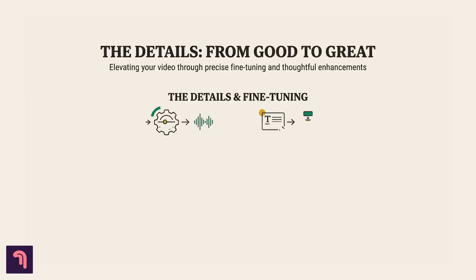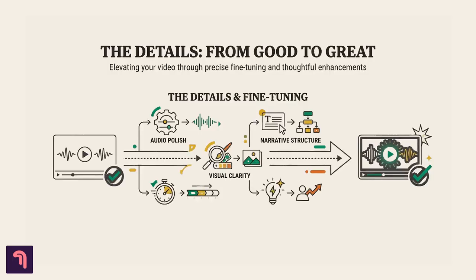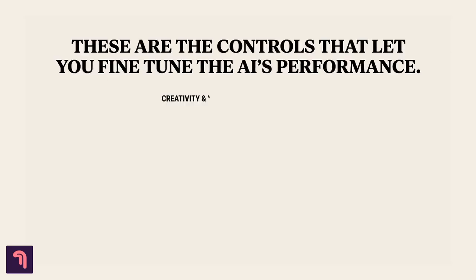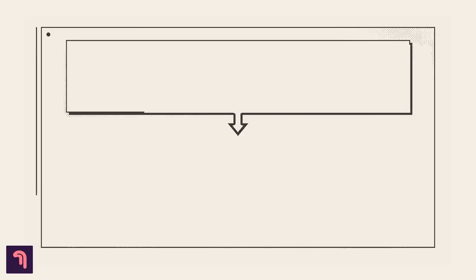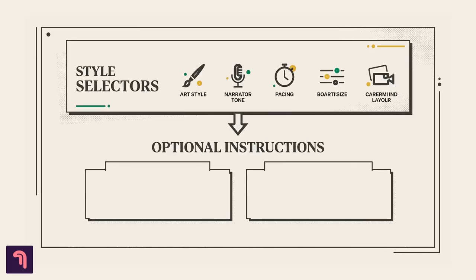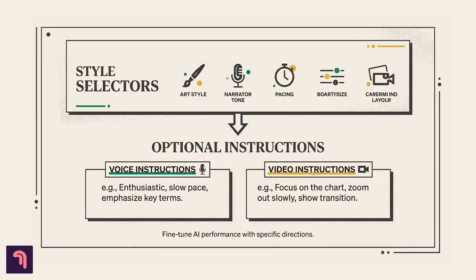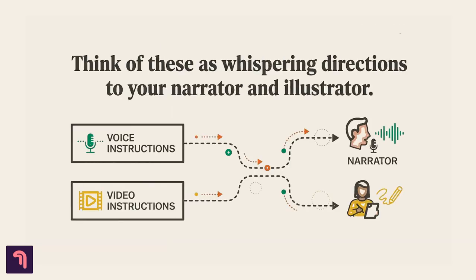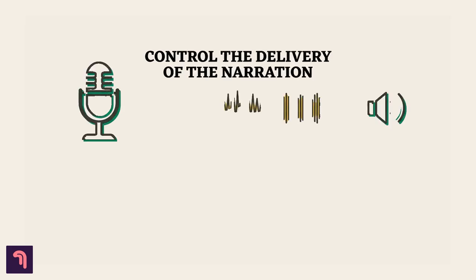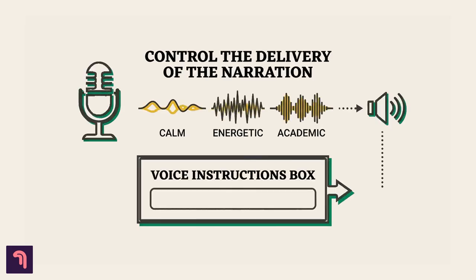Now let's get into the details that take your video from good to great. These are the controls that let you fine-tune the AI's performance. Below the style selectors, you'll find optional text boxes for voice and video instructions. Think of these as whispering directions to your narrator and illustrator. The voice instructions box lets you control the delivery of the narration.